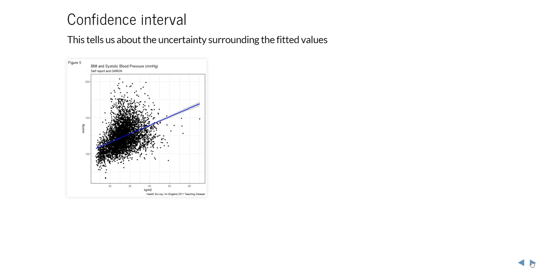Whereas we can also get a prediction interval, and this tells us about the uncertainty for a randomly selected individual. So if I selected somebody with a given BMI at random, that's telling us the range of systolic blood pressures I would expect to see for that individual. And that's somewhat akin to your reference ranges. But in regression model terminology, this is a prediction interval.